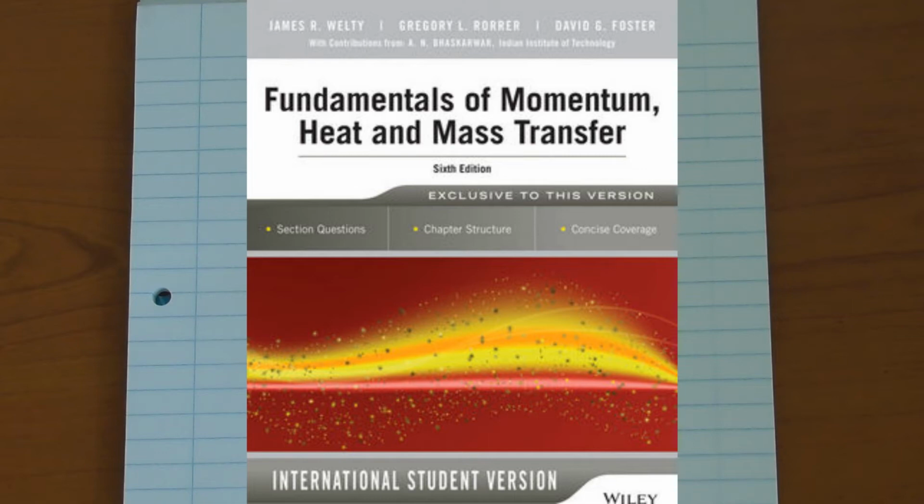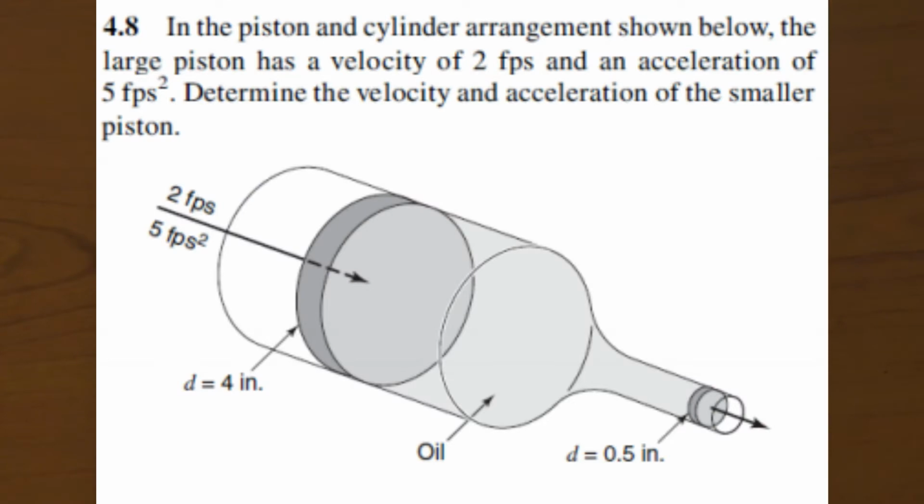Let's begin with question 4.8. So you can see that we have two pistons, and the big one is moving at a velocity of 2 foot per second and an acceleration of 5 foot per second squared. And what is happening is the big cylinder is actually being pushed, causing the smaller one to also move forward.